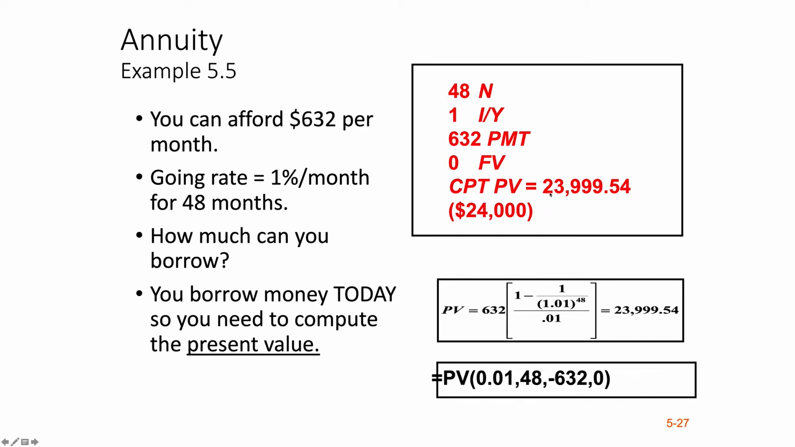Your financial calculator should show you negative 2399.54, or approximately 24,000. Okay? The negative sign shows this is the loan value. The present value is the loan value. Remember, that is the opposite sign of the payment. Now you can argue payment is what you pay.